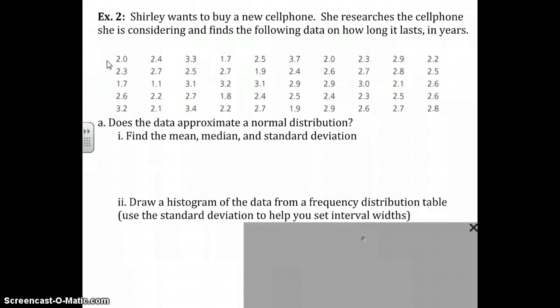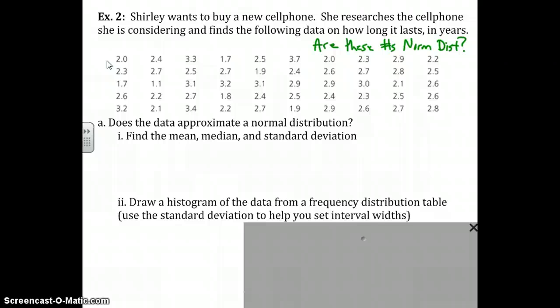Okay, so the question here is asking, does this data approximate a normal distribution? So basically, are these numbers normally distributed? That's what we're being asked here. So first thing we need to do is find the mean and the standard deviation. The question asks for the median as well. That's not really going to help us along the way, but the mean and the standard deviation definitely will.